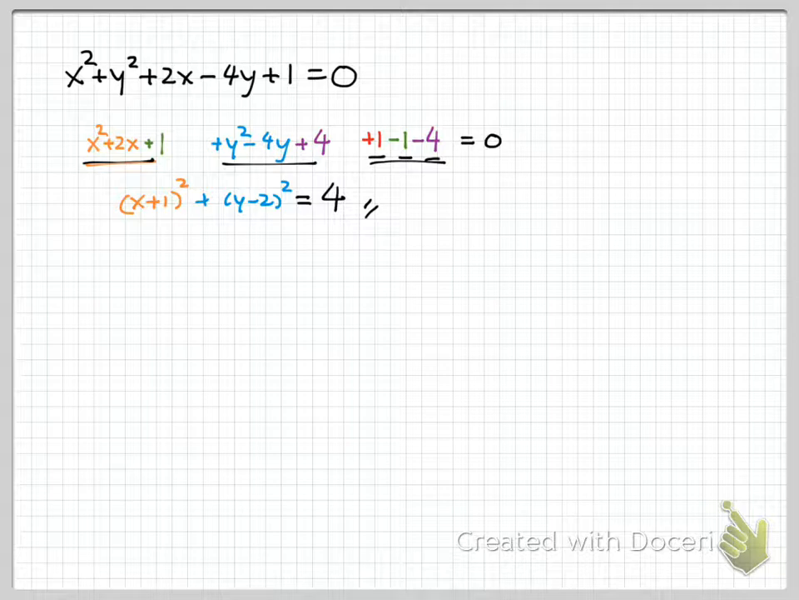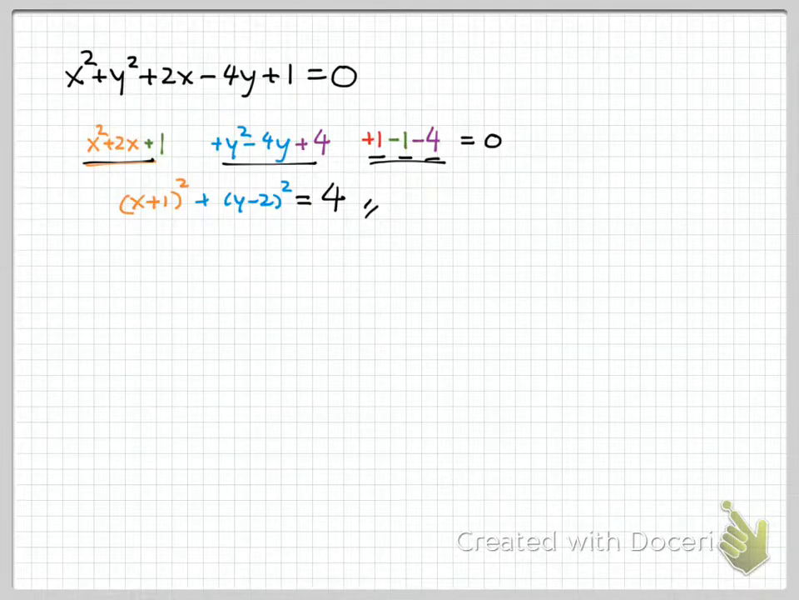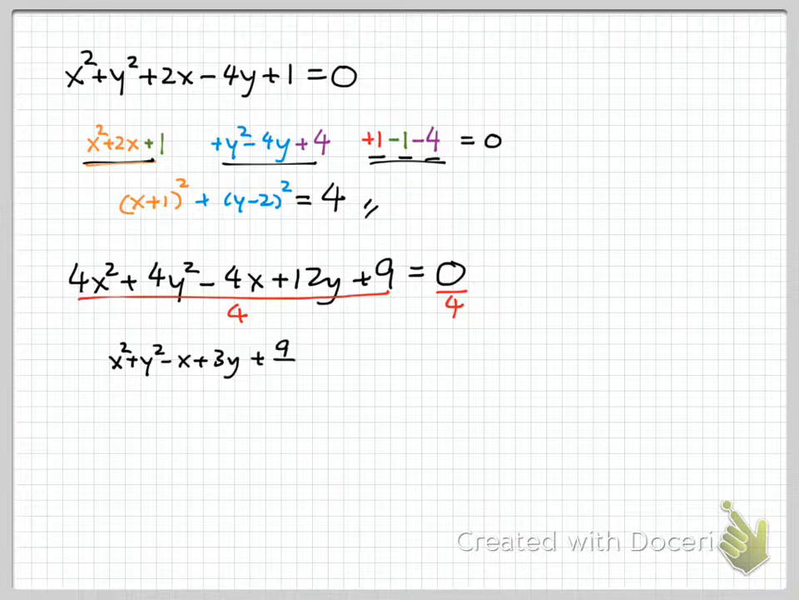This is how we convert the general form into the standard form. Now the second example, if the coefficient is not a 1, if it starts with a 4, it's a matter of your preference towards completing the square. For me, I would always suggest you use division to convert the leading coefficient into a 1. In other words, divide the whole thing by 4. On the other side, you divide by 4 too, but 0 divided by 4 is still 0, so it doesn't matter. So we have x squared and y squared minus x and 3y and 9/4 equal to 0. Am I right? Yeah, this is right.